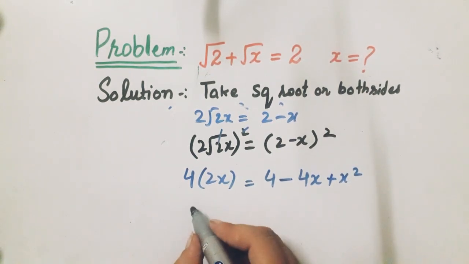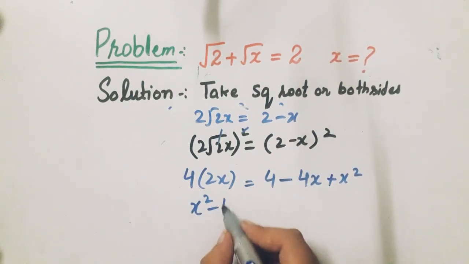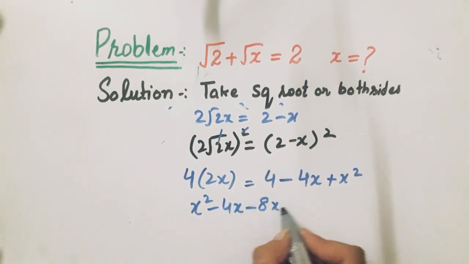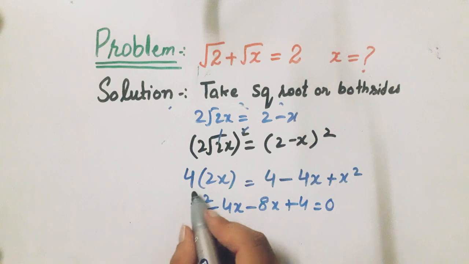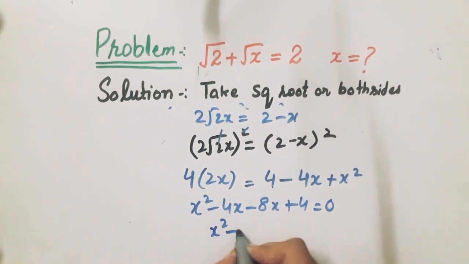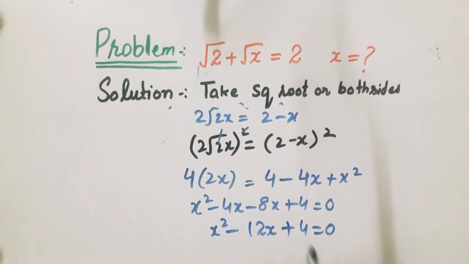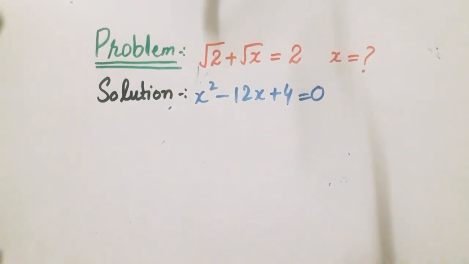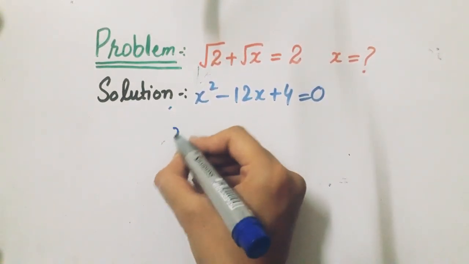So we will arrange this as x square minus 4x minus 8x plus 4 equals 0. This will go towards the right hand side. So we get x square minus 12x plus 4 equals 0. Now this is the quadratic equation. We apply the quadratic formula.